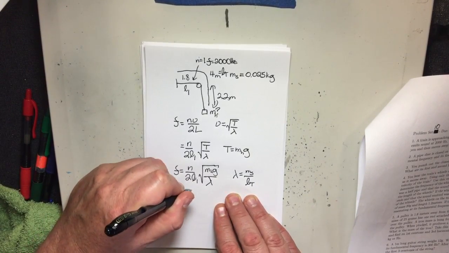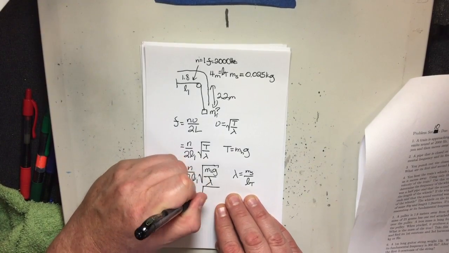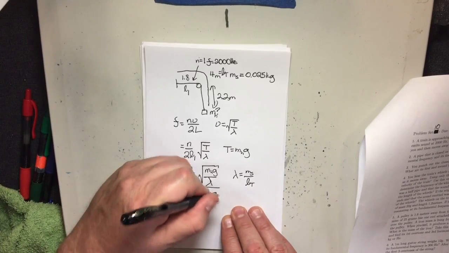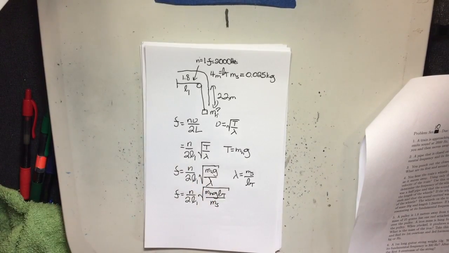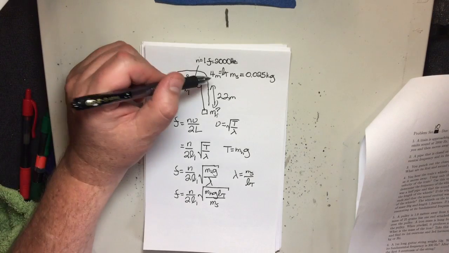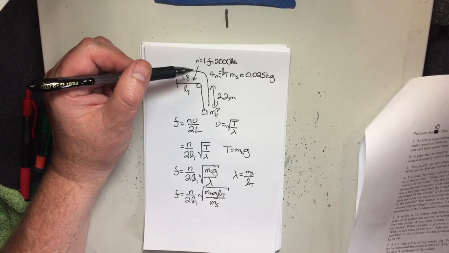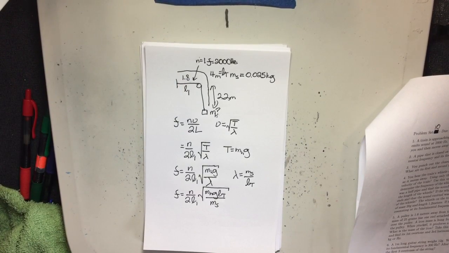So F is N over 2L1 times the square root of mHg times LT over MS. It's the hanging object, yes. It's LT, just L1 plus LT. Yes. Well, really, LT was given to you straight up at the beginning, because in the second sentence, it says a 4-meter string. Yeah. I was just being thorough. I think that step is unnecessary for the problem.